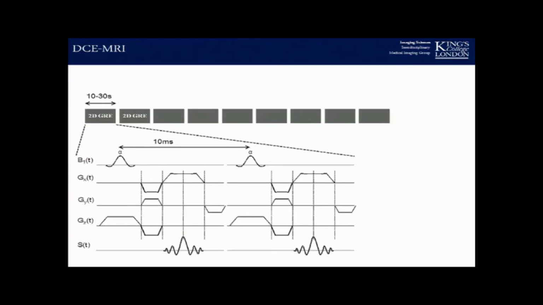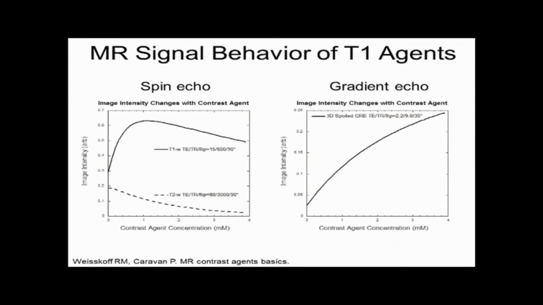This is now the typical sequence for dynamic contrast enhanced imaging. It's a steady state gradient echo sequence. Here we acquire every 10 to 30 seconds a steady state gradient echo image, and repeat this. Using this approach we can monitor the arrival of a contrast agent. But before we try to quantify, we have to make sure that the MR signal that we measure is linear in relation to the contrast agent concentration that we inject. Usually that is true for gradient echo sequences if we use the proper parameters.